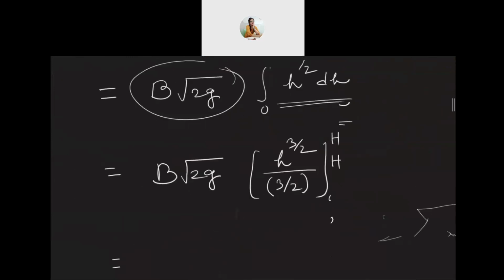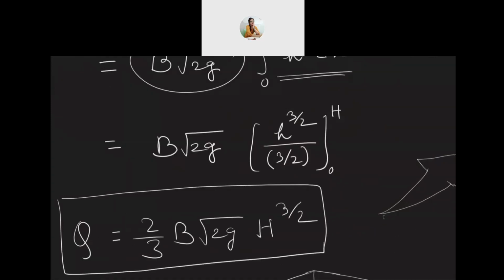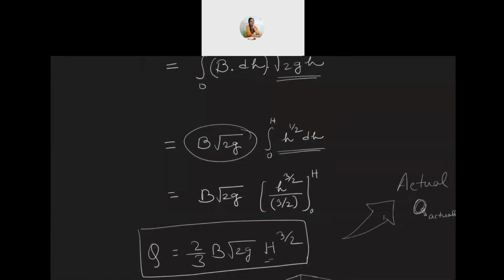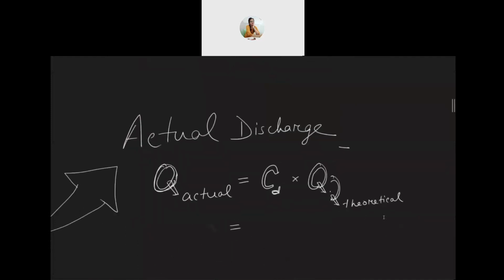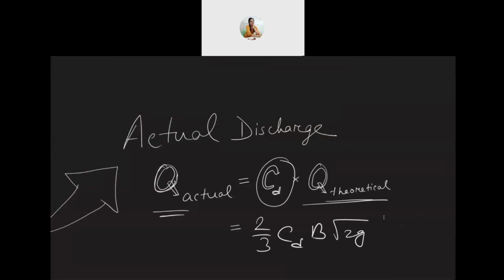Finally, the expression becomes 2 by 3 multiplied by b, root over 2g, and multiplied by capital H raised to the power of 3 by 2. That is the discharge over a rectangular notch, given that the head of water available is capital H. Now again, this is actually the theoretical discharge. The actual discharge will be given as Q actual equal to some coefficient Cd multiplied by the theoretical discharge. Therefore, the expression becomes 2 by 3 Cd multiplied by b, root over 2g, and H to the power 3 by 2. That's how we find the expression for discharge over a rectangular notch.